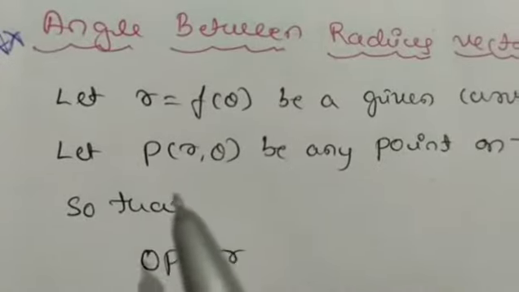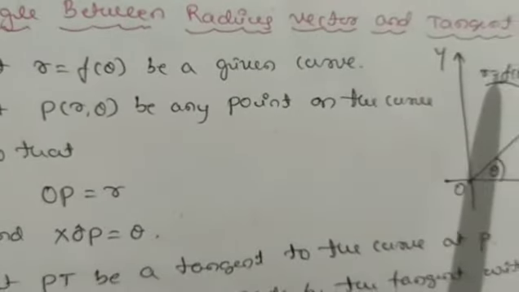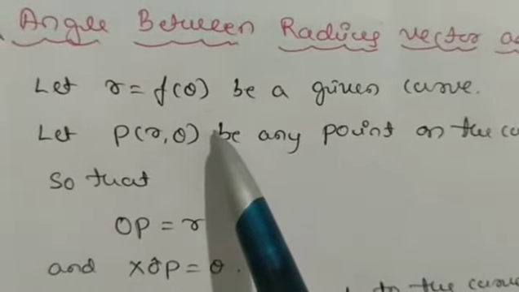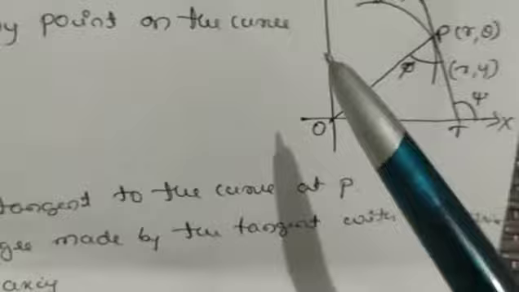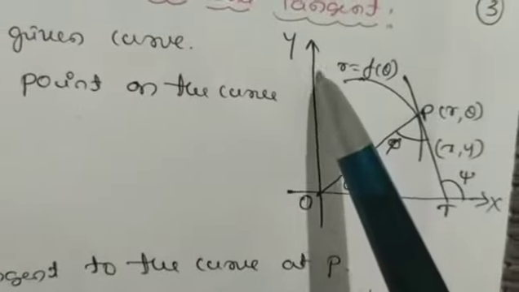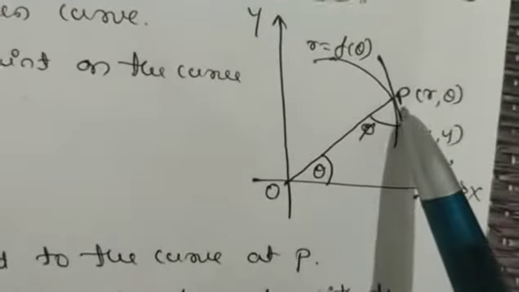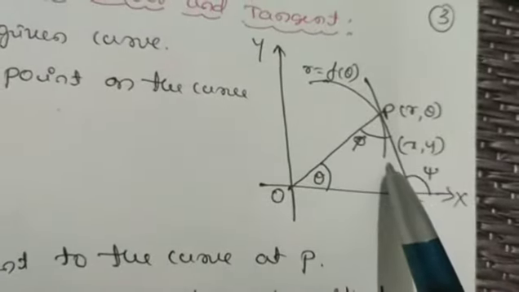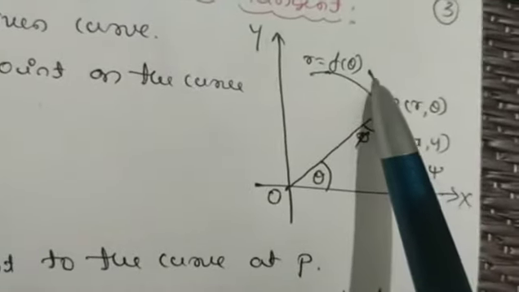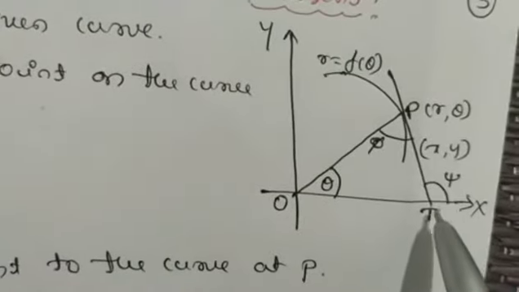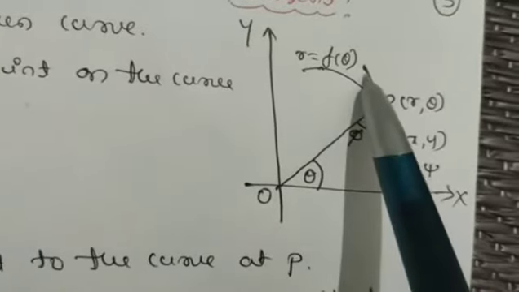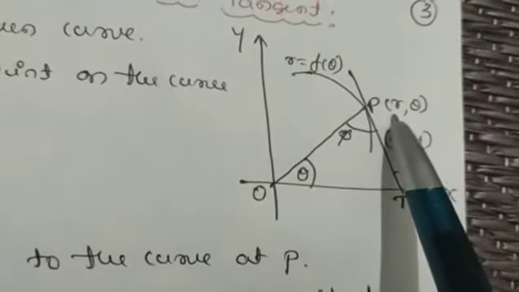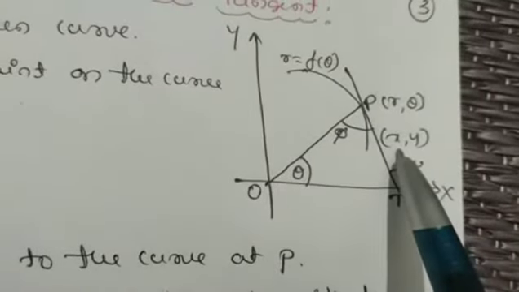Next, let us take the angle between radius vector and tangent. This relation is important, and many examples are based on this relation. Let us take this figure. This is the y-axis and this one is the x-axis. Let us take a point P here. This is a polar curve, r is equal to f of theta, and this is the Cartesian curve, a straight line, y is equal to f of x. This is a point P of r comma theta.